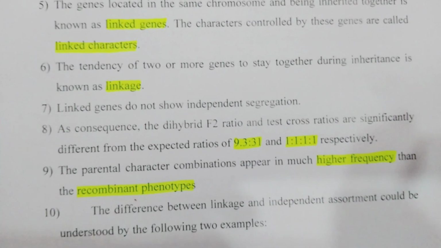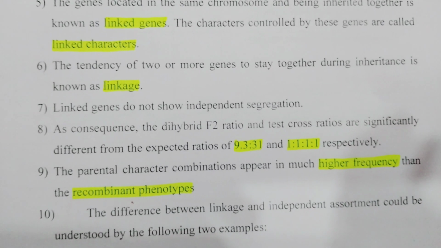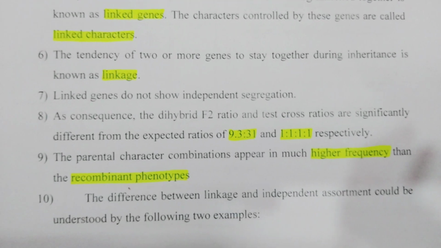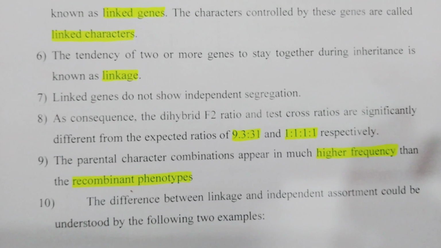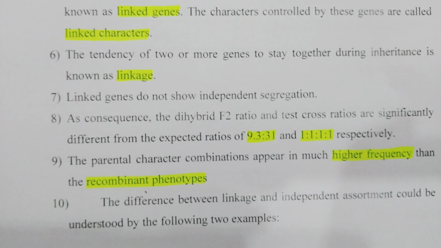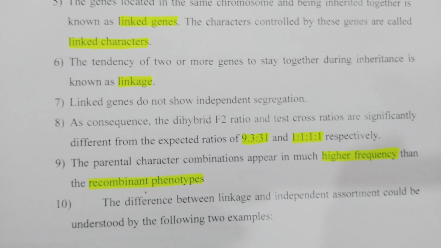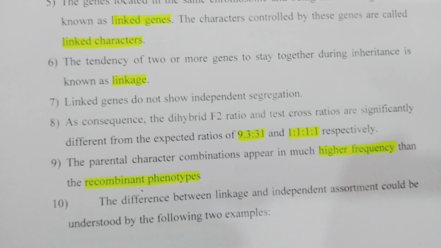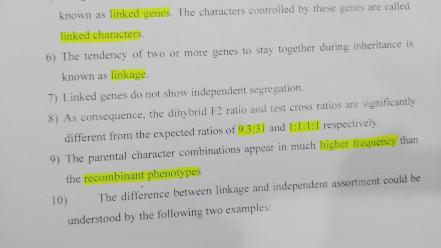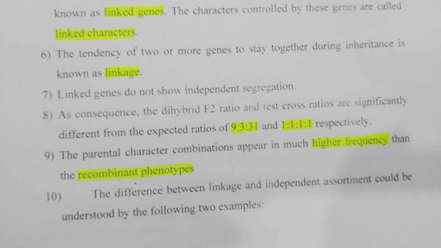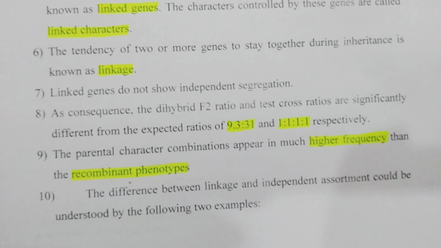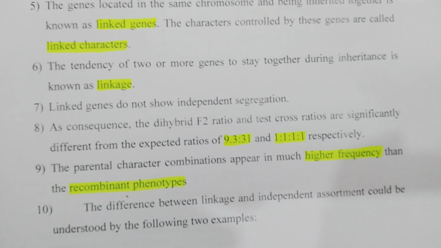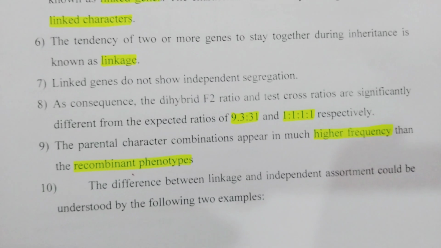Let's see another point. The tendency of two or more genes to stay together during inheritance is known as linkage. Two or more genes do not tend to separate. They go as they are to the next generation. That tendency is called linkage. Why? Because they are linked together. They do not tend to separate. So linked genes do not show independent segregation.